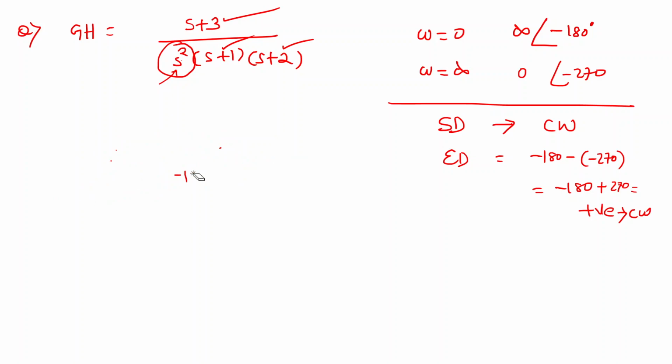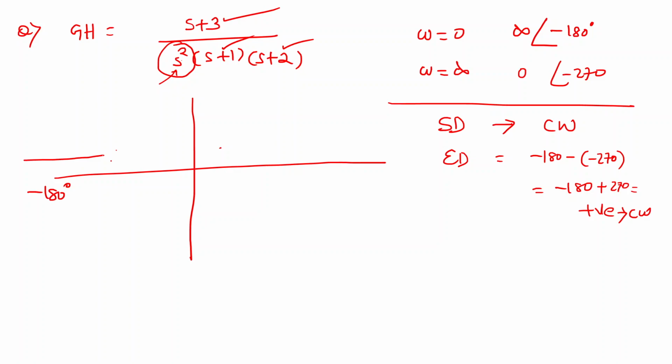Now you have to draw the polar plot, and these things are required. At which point do I have to start? You have to start at infinity, because at omega equal to 0 you are at infinity, but making an angle of minus 180. So this is the minus 180-degree line, right? Now you have to start somewhere here, at infinity. Either you can start from the top side or from the bottom side. There are two possibilities.